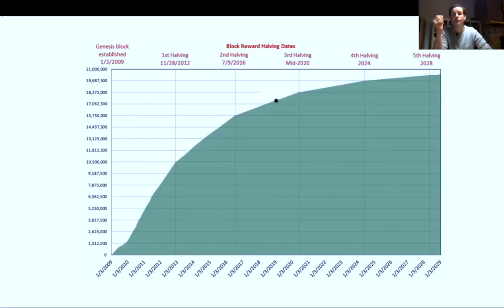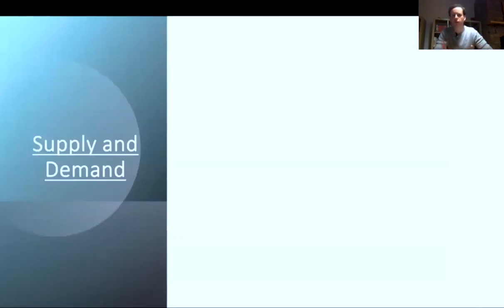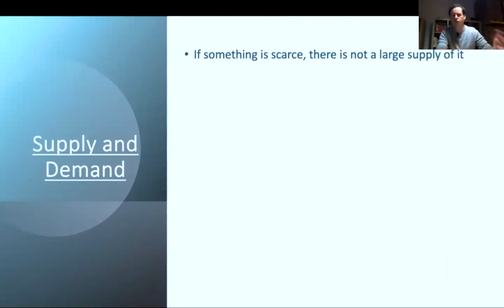And this is one of the most important fundamentals of economics, scarcity. Just look at the purchasing power of the US dollar over time here to know the value of something drops the more you have of it. It's also linked with supply and demand. So if something is scarce, naturally there's not a lot of it. There's not a large supply of it.